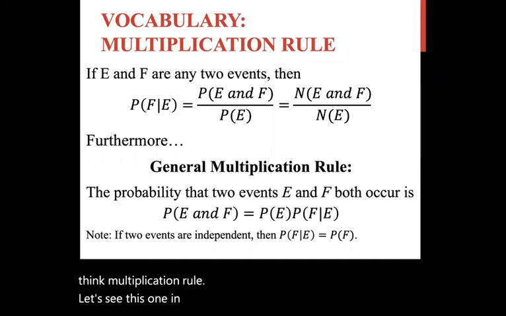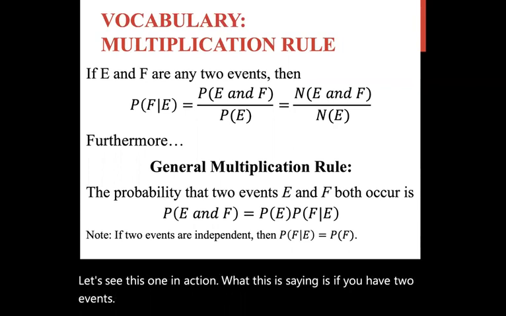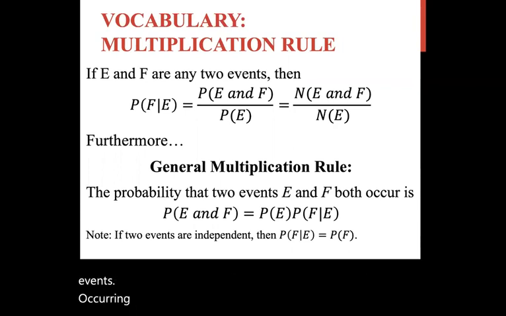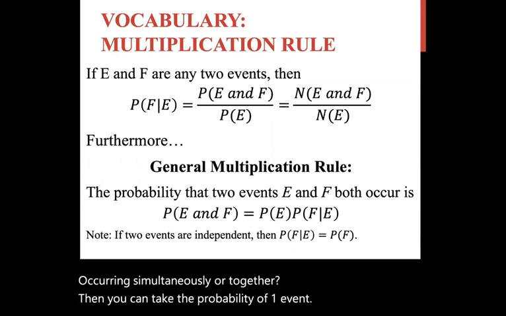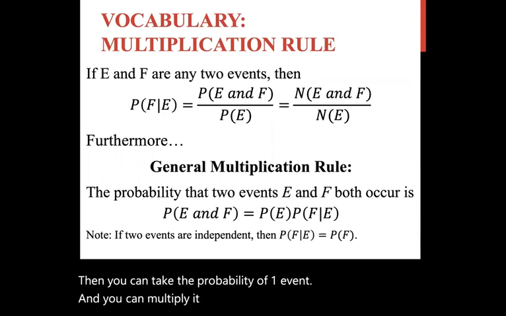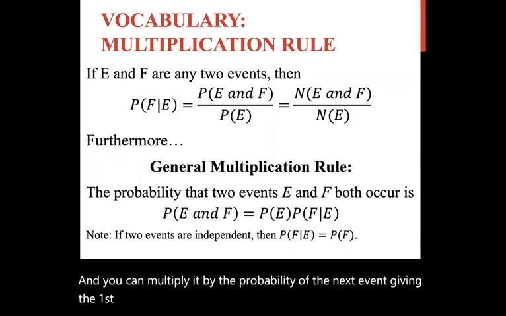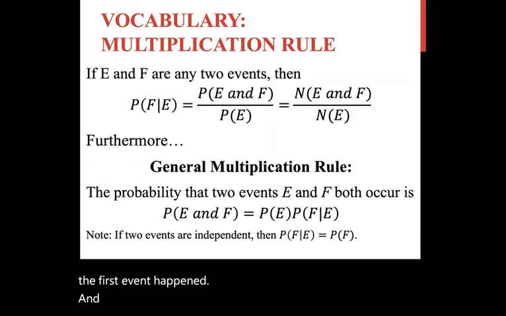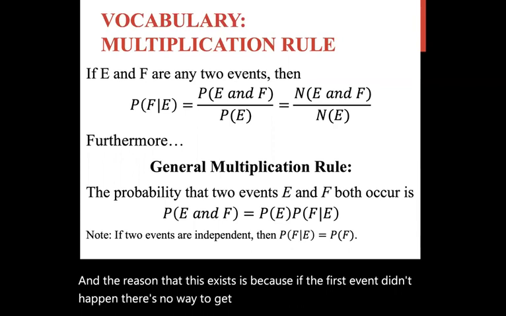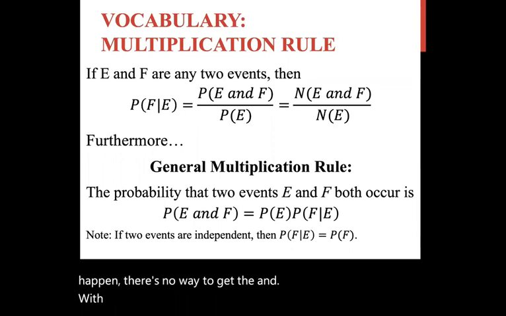What this is saying is if you have two events occurring simultaneously or together, then you can take the probability of one event and multiply it by the probability of the next event, given the first event happened. And the reason that this exists is because if the first event didn't happen, there's no way to get the first and the following event.